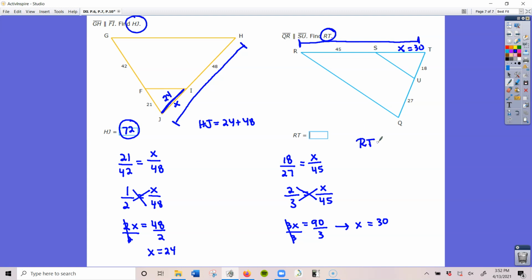So RT is going to equal the 45 plus the 30. And 45 plus 30 is equal to 75. So that would be my answer. And those are all of the IXLs.